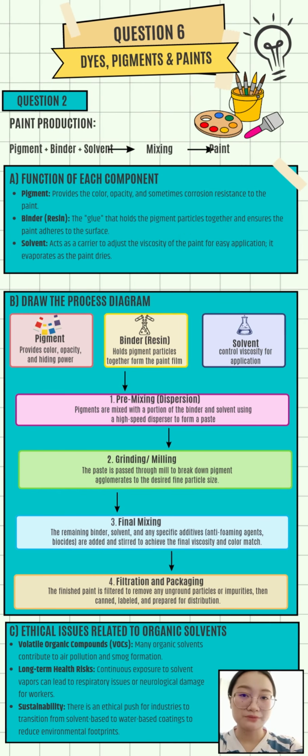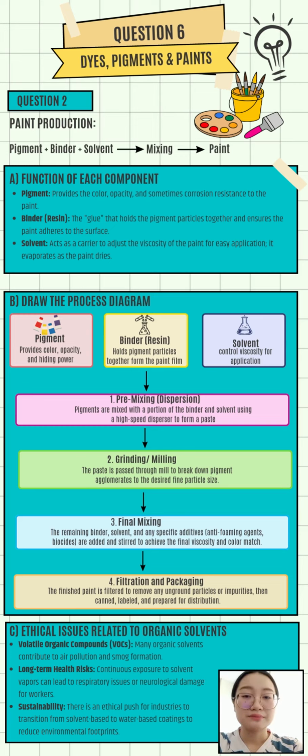Question 2 is about paint production. Explain the function of each component. Pigment provides color, opacity, and sometimes corrosion resistance to the paint. Binder is the glue that holds the pigment particles together and ensures the paint adheres to the surface. Solvent acts as a carrier to adjust the viscosity of the paint for easy application. It evaporates as the paint dries.